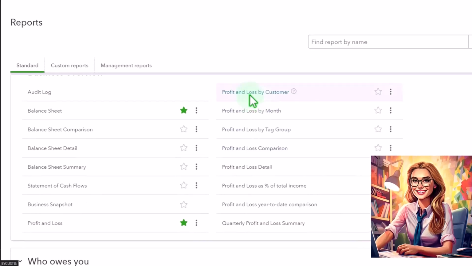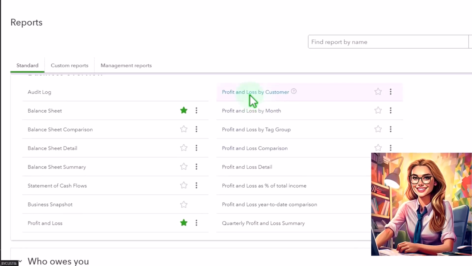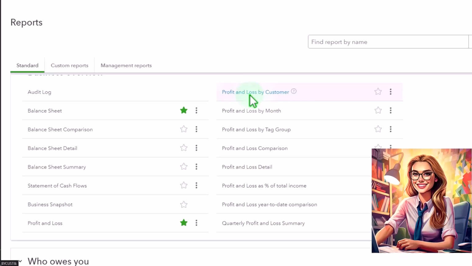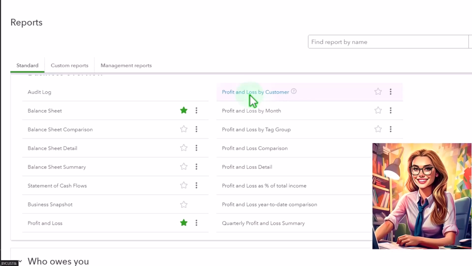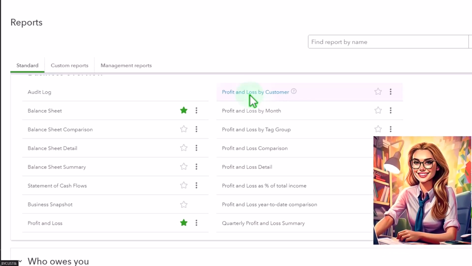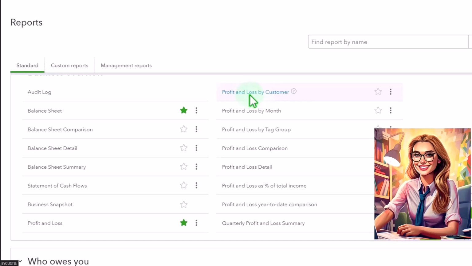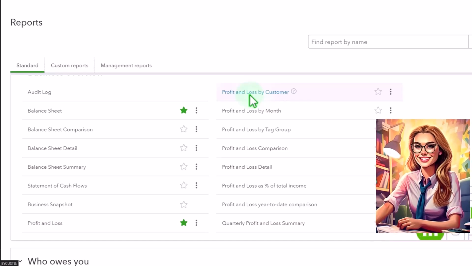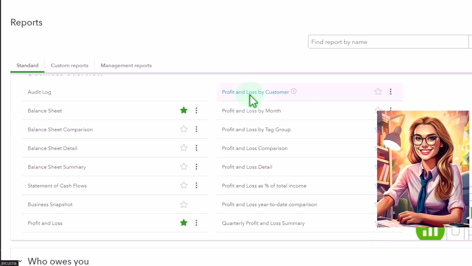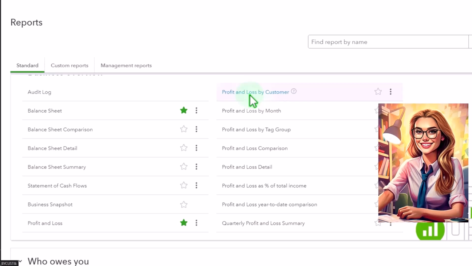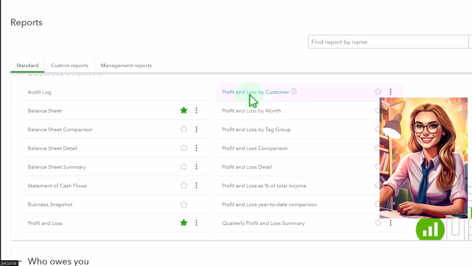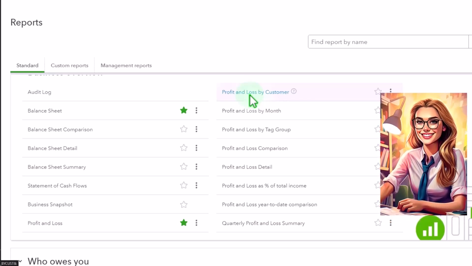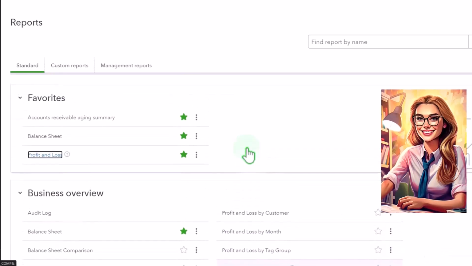So QuickBooks is trying to add them as already customized reports, which has its pros and cons, because the pros are, if you don't know how to make the reports, you can get these formatted reports here, but the cons are it makes it look like there are way more reports than there really are, because these are really variants that we can construct from a general profit and loss, which we will do now.